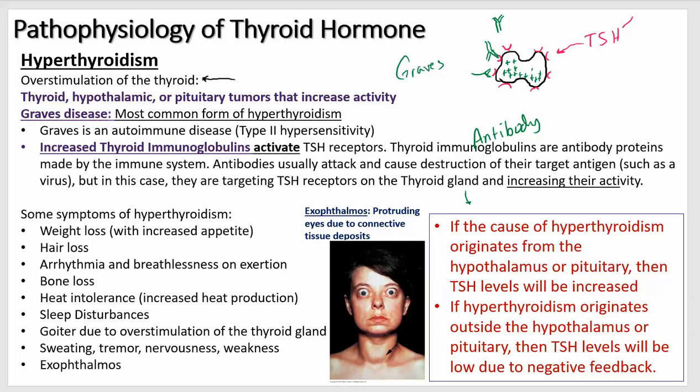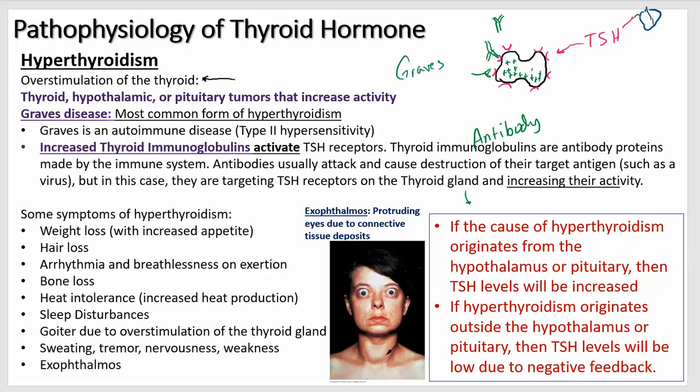Okay, so if we break this down, if the cause of hyperthyroidism originates from the hypothalamus or the pituitary, then your TSH levels will increase. So that makes sense. We're okay with that, right? So here's your pituitary up here, your pituitary gland.